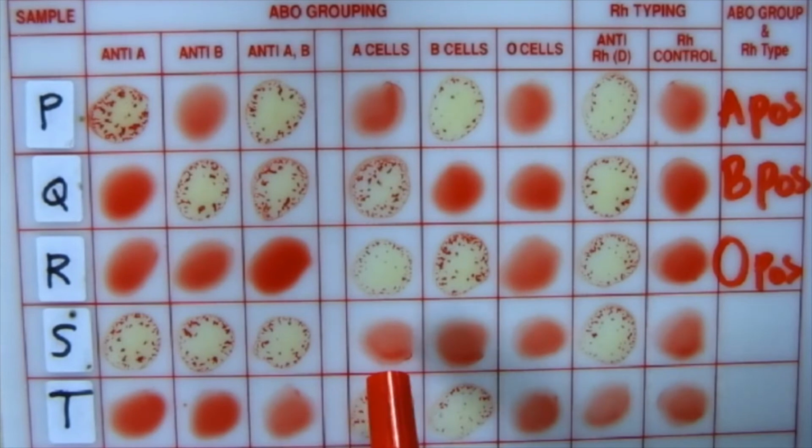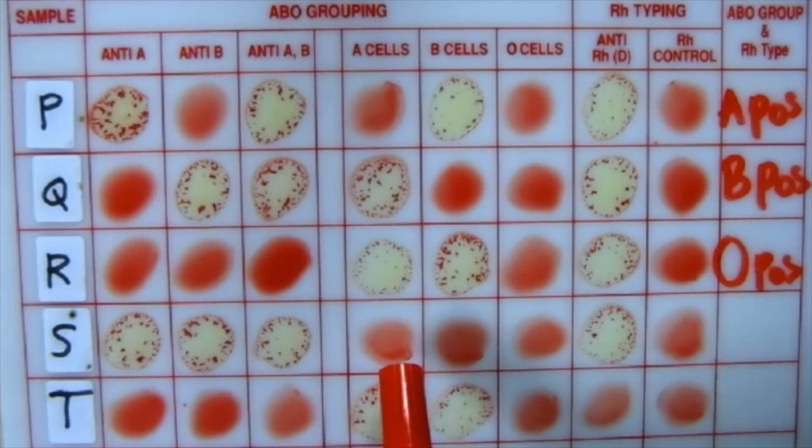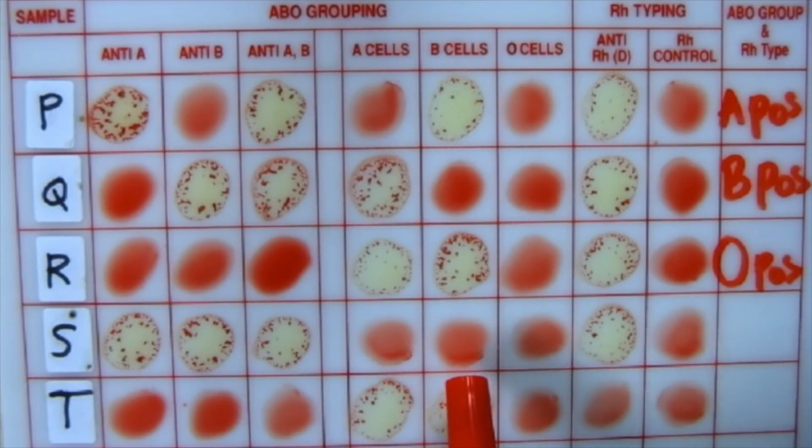Now we move to the indirect test, blood grouping here, indirect section here. So the patient is AB, they don't have the antibody A nor antibody B in their plasma. So they're not showing any reaction here. Okay. So for patient S, the blood group is, yes, AB positive.